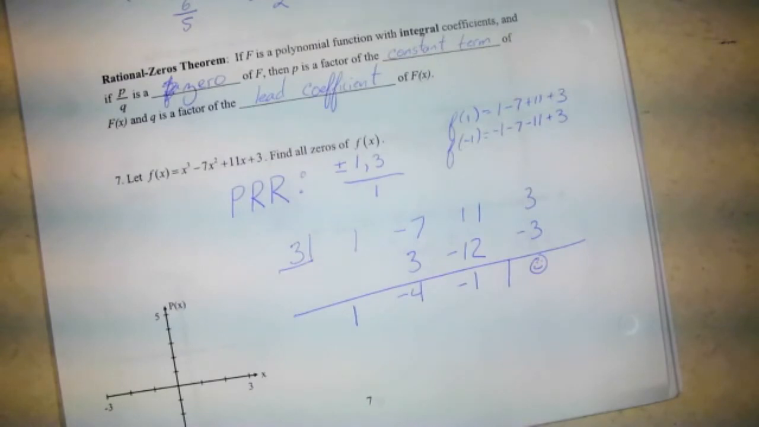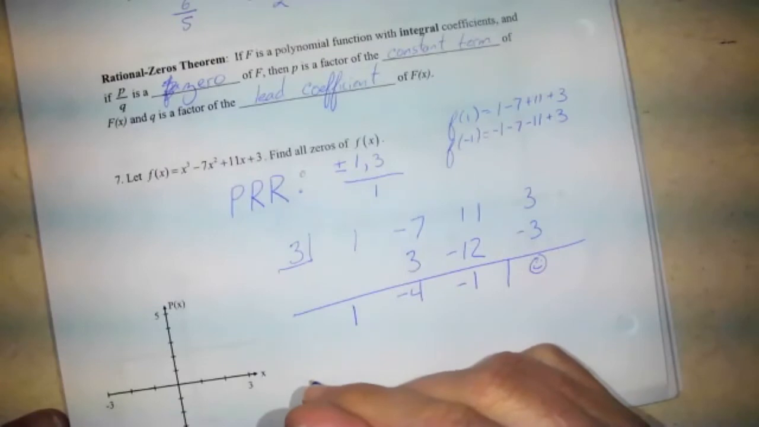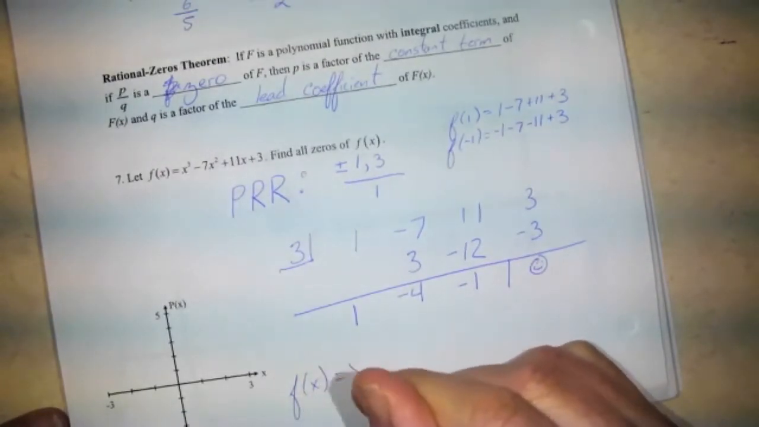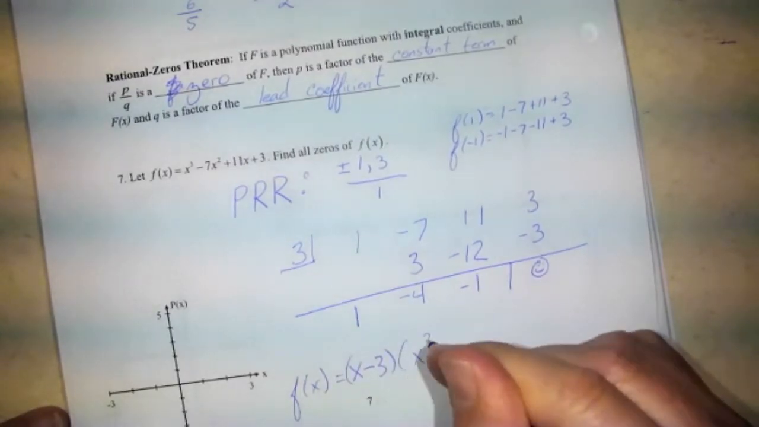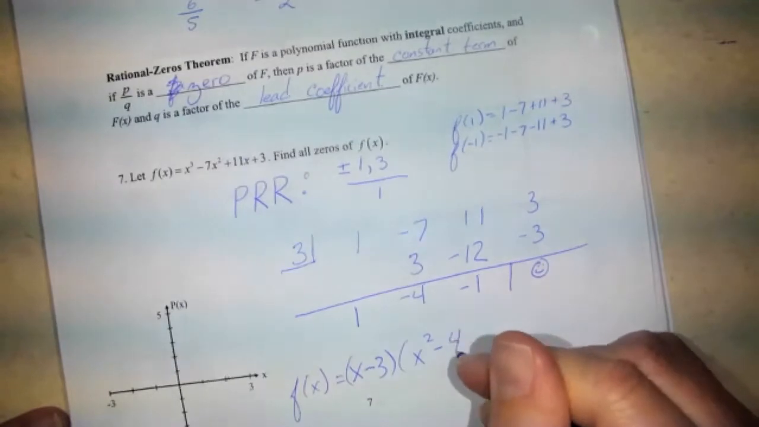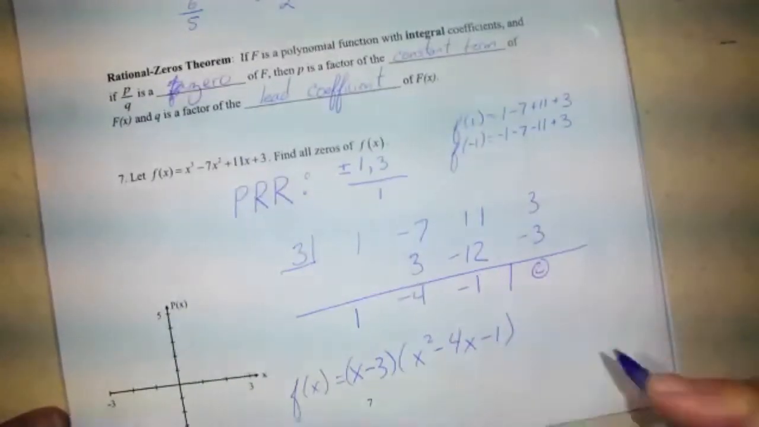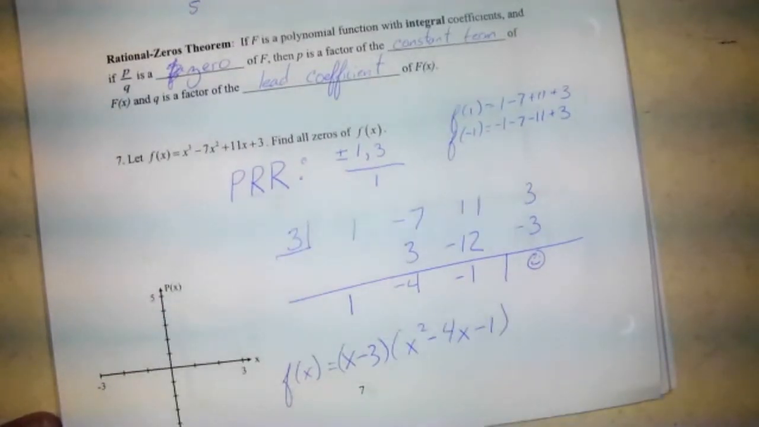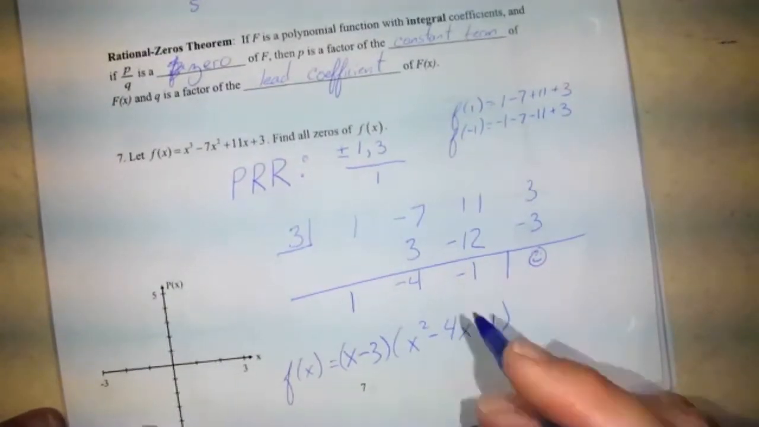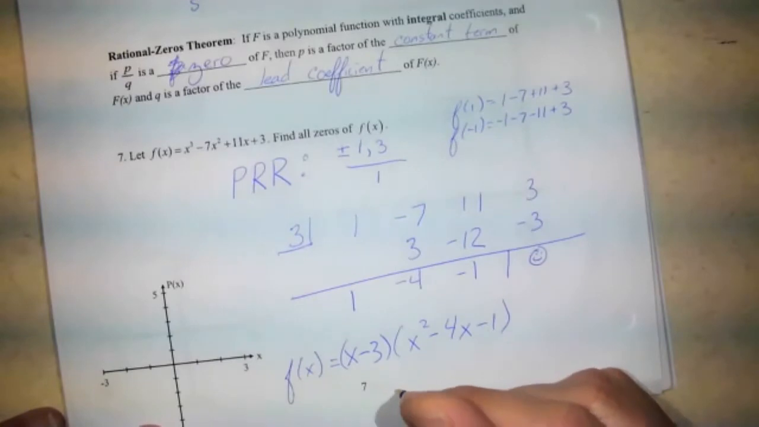Find all zeros. I just found 1. The other zeros really, f of x equals x minus 3 times x squared minus 4x minus 1. Clearly that is unfactorable, but it's not that it doesn't have any zeros. It's just that I'm going to have to use the quadratic formula.